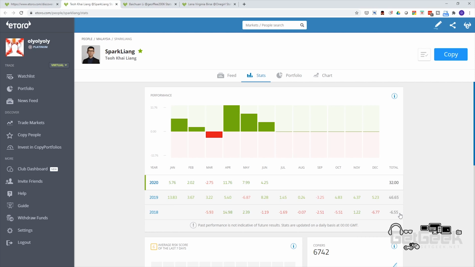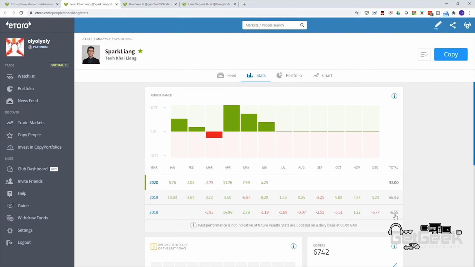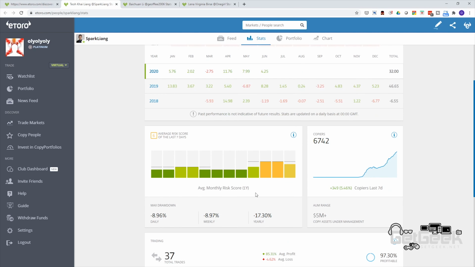So with this guy here, you can see in the past year he's only had 1 negative month, that's pretty good, and last year he only had 2 negative months, and overall he made 46.65% last year and 32% already this year, and we're only in June, so that's pretty good. The year before he had minus 6.55, but he looks like he's learned from his lesson, so I'd probably give this guy a go. And here you can check out their average risk score over the past 12 months.